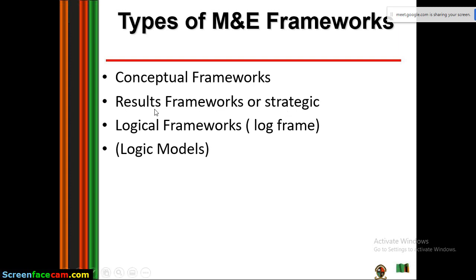Then here, as you can see on my screen, I've got the results framework, which is also called a strategic framework. I've also got the logical framework. For these other frameworks, you can decide to pick one and document it in your M&E plan. The only thing which is mandatory to be included in your M&E plan is the conceptual framework. It's supposed to be there, always. Then for the remaining three here, you can pick one.